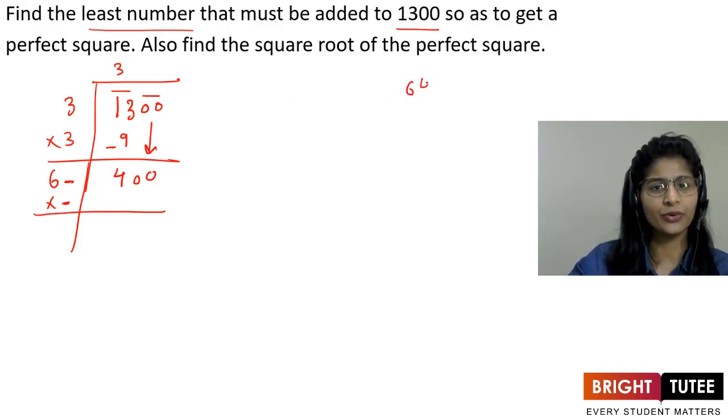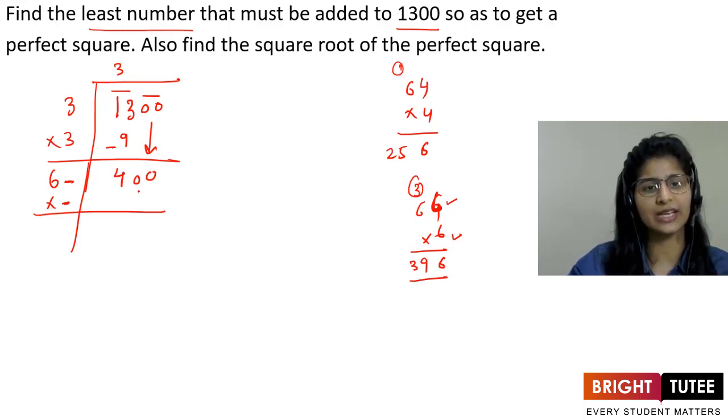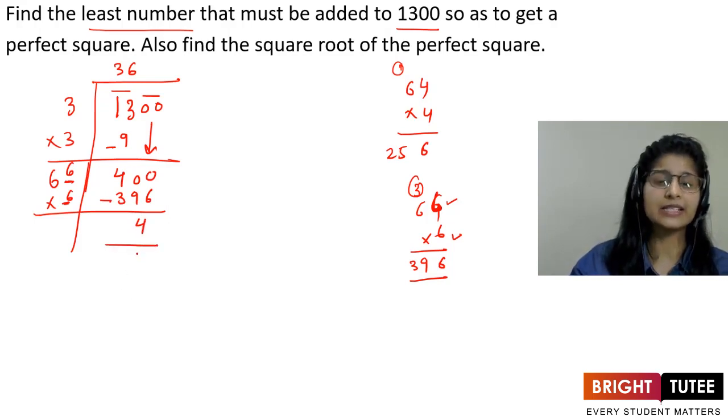Let's try with 4. 4 4s are 16, 1 is a carry, 4 6s are 24 and 1 is 25, that's very less. Let's try with 6. 6 6s are 36, we are left with 3. If we write 6 here also, 6 6s are 36 and 3, 396. Yes, it is very close to this, just 4 less than it. So we'll go with 6. So 6 is written here, 396 written here. If we subtract, we get 4 as the remainder. Now that means 1300 is not a perfect square.